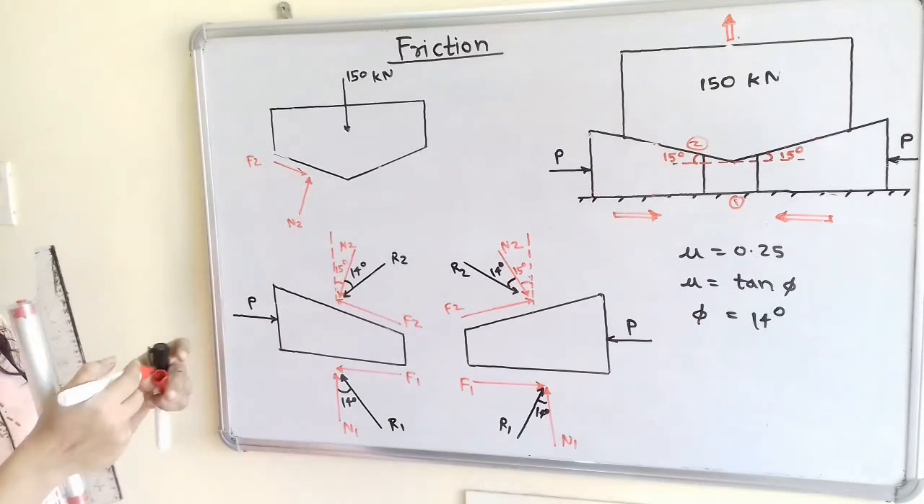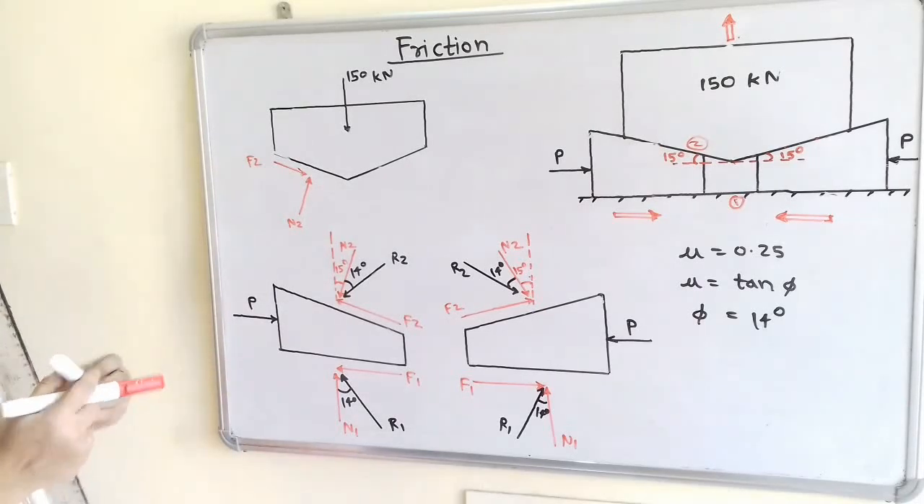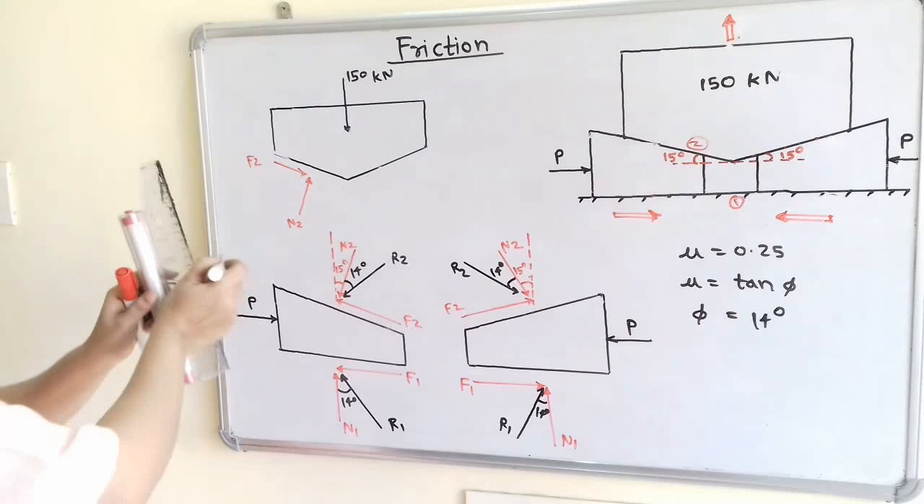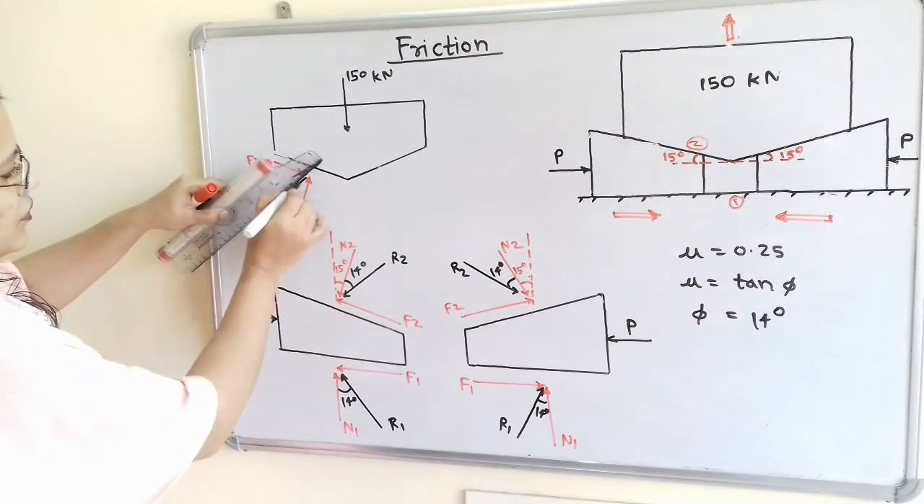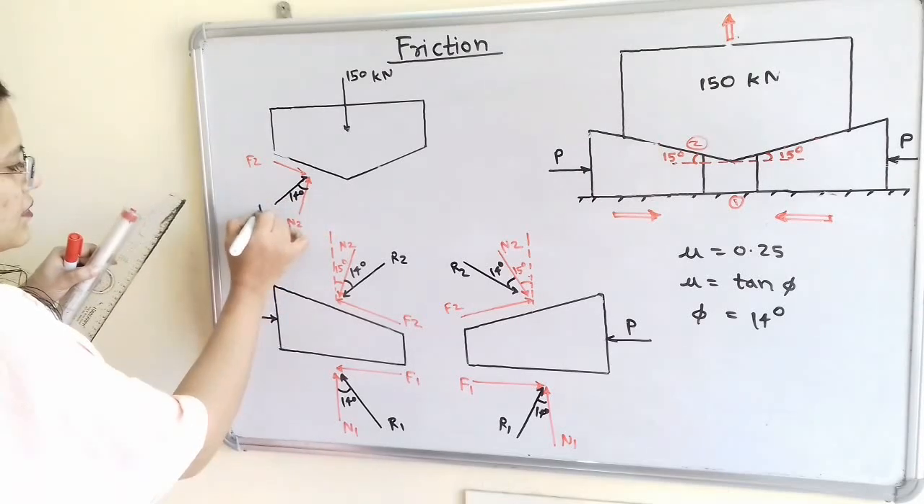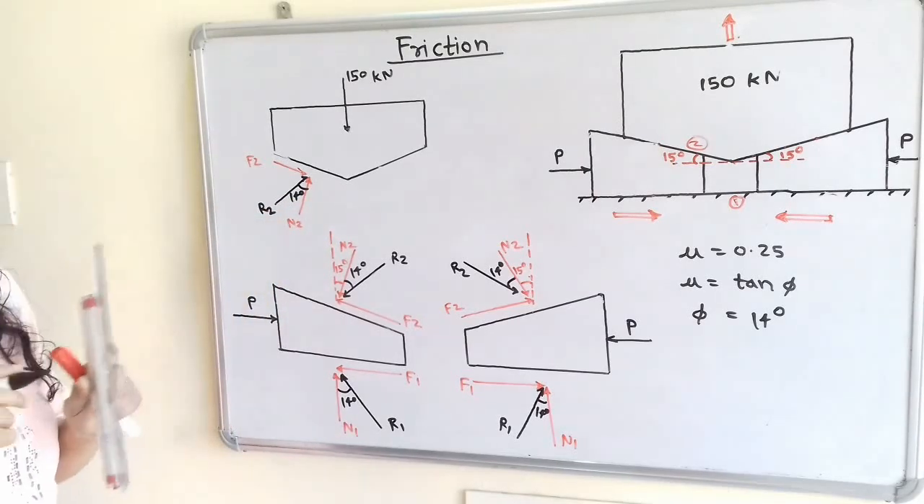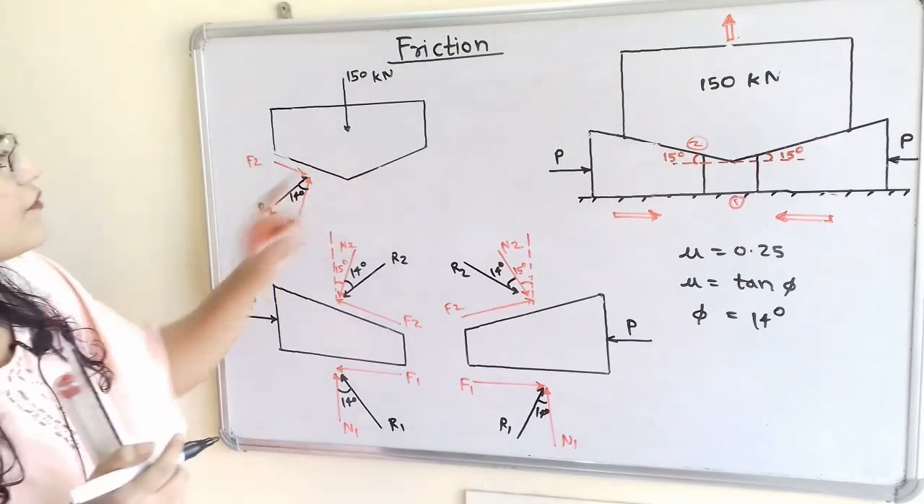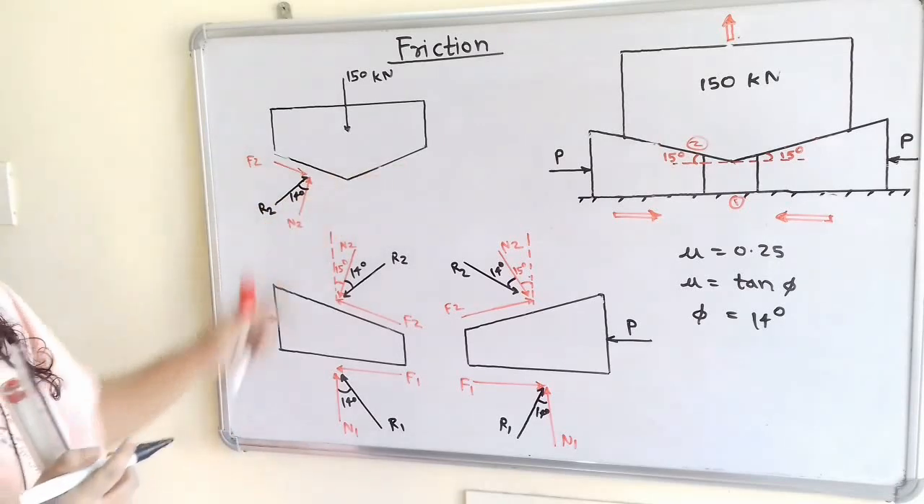Now we will show the resultant. The resultant makes an angle equal to 14 degrees. So I will show here R2, which is making an angle equal to 14 degrees. Now in the same way we have to show this resultant here.